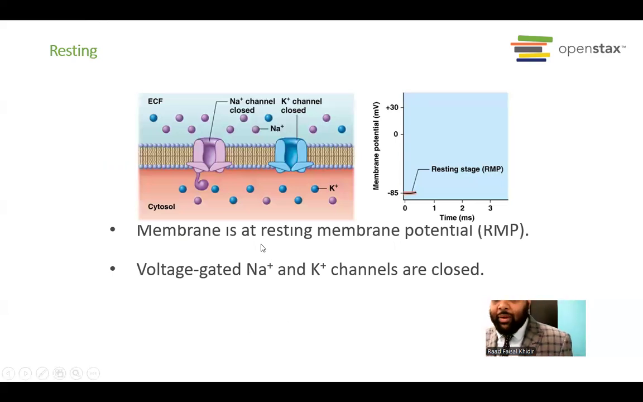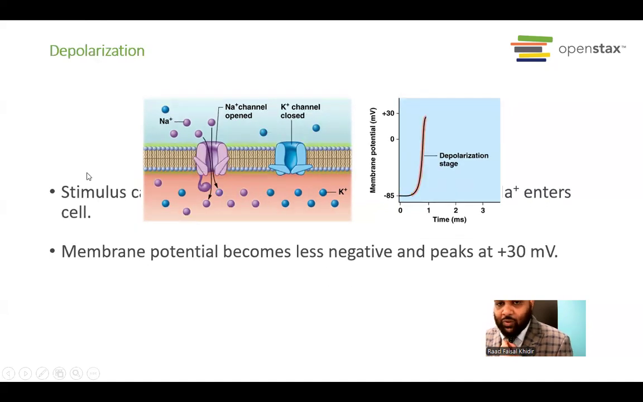There we go. The membrane is at resting membrane potential, and the voltage-gated sodium and potassium channels are closed. You see, both are closed. That's the RMP. How much is it? Minus 85. And both are closed, right? Sodium is closed, potassium is closed.